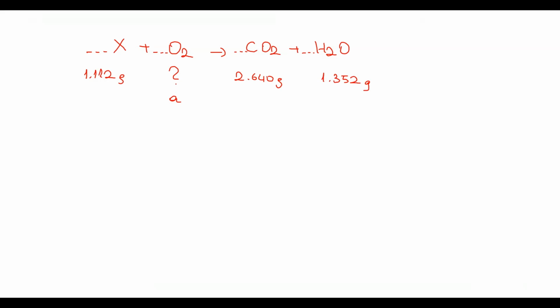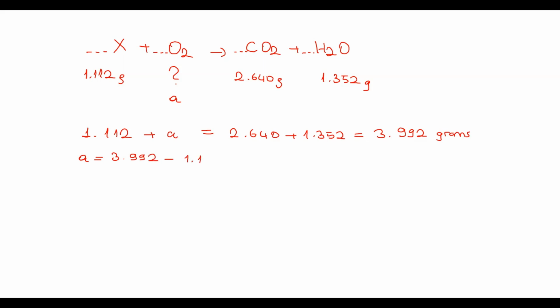By using the law of conservation of mass, we can equalize the mass of the reactants with the mass of the products. So we can write a mathematical equation like 1.112 plus A must be equal to 2.640 plus 1.352. And it makes 3.992 grams. So the mass of oxygen, which is A, must be equal to 3.992 minus 1.112 grams, and it makes 2.880 grams.